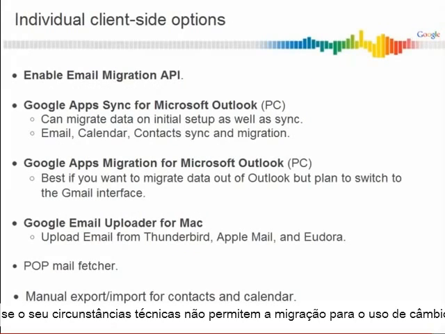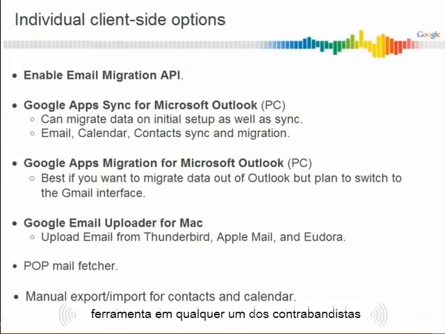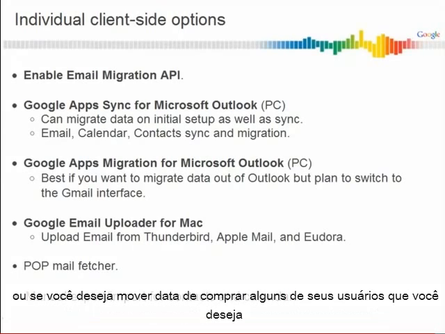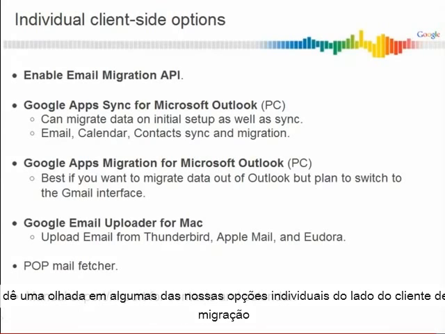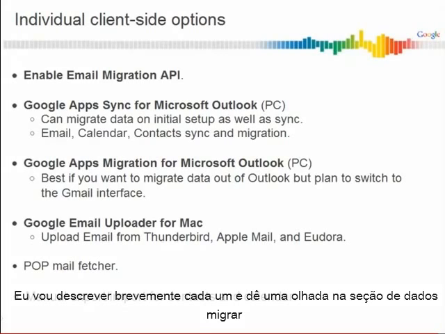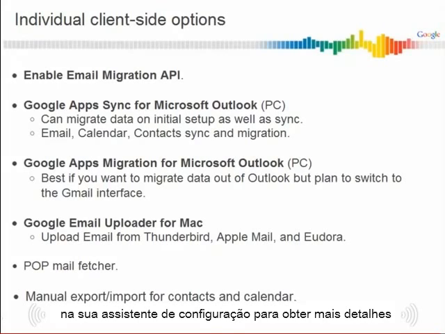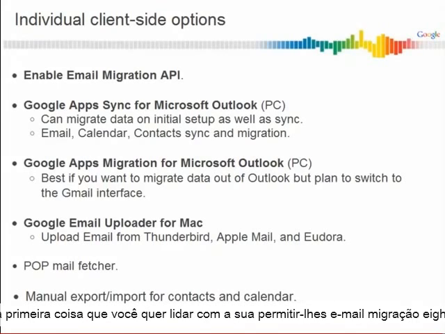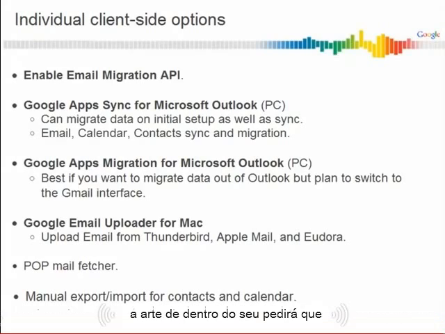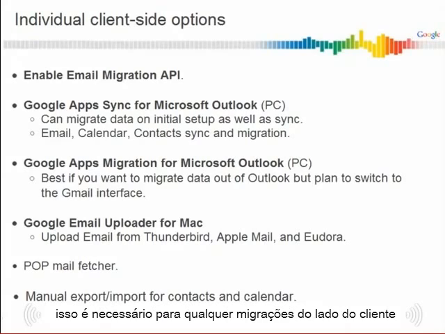If your technical circumstances don't allow for using the Exchange migration tool in either of its modes, or if you'd like to move data for just some of your users, you'll want to take a look at some of our individual client-side migration options. I'll describe each briefly, and please take a look at the Migrate Data section in your Setup Wizard for more details. The first thing you'll want to do is enable the Email Migration API from within your Google Apps control panel. This is required for any client-side migrations.